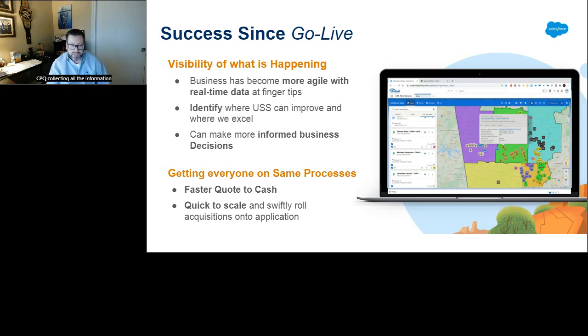Faster quote to cash, CPQ, collecting all the information so that a quote can be turned into an order in Salesforce Field Service. That way, our ops team can do exactly what they need to do. They can deliver, they can service, and then they can pick up units, amongst other things that they could possibly do. And then quick to scale, again, swiftly rolling acquisitions.